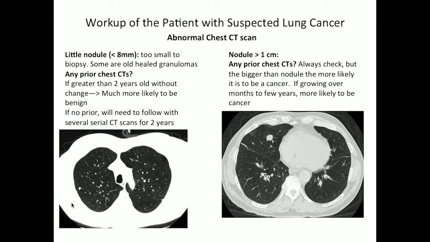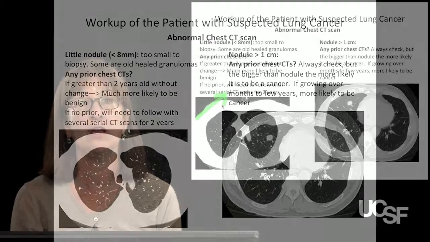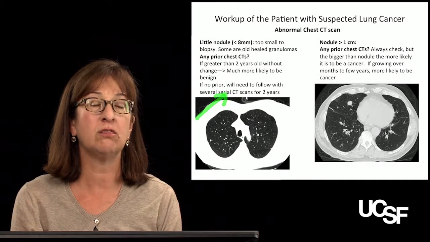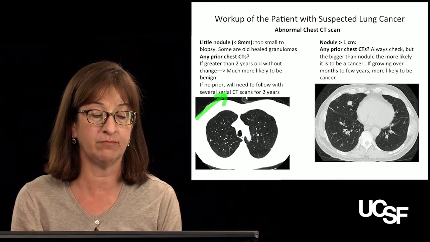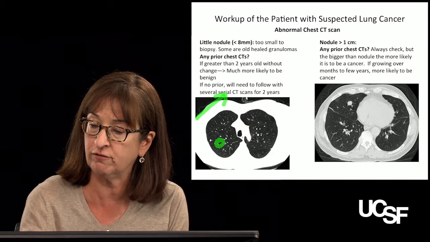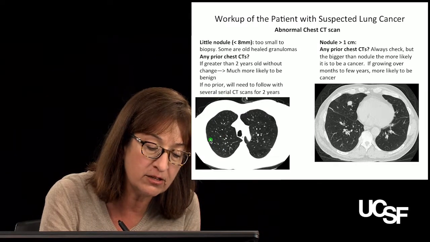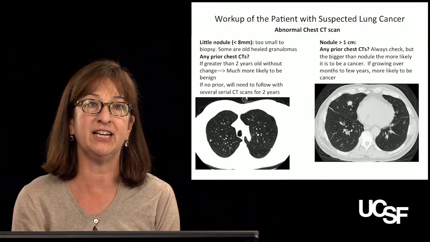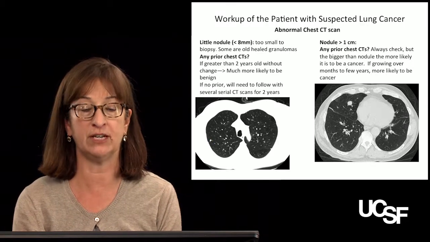If you find an old scan and it's been there for 2 years without change, that makes it very likely to be a benign process, just an old healed scar. Well, if you don't have prior CT scans, generally what we do is we follow that with several CAT scans spaced over the course of 2 years. And if there's no growth over 2 years, then it's very likely to be benign. If it, however, does start to grow, we would watch for very subtle changes in size, but you get the idea. If it grows at all in size, we would consider removing it.